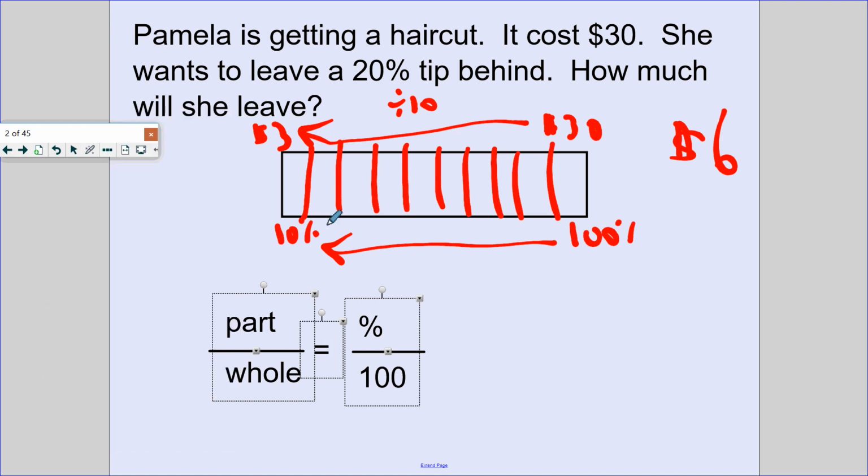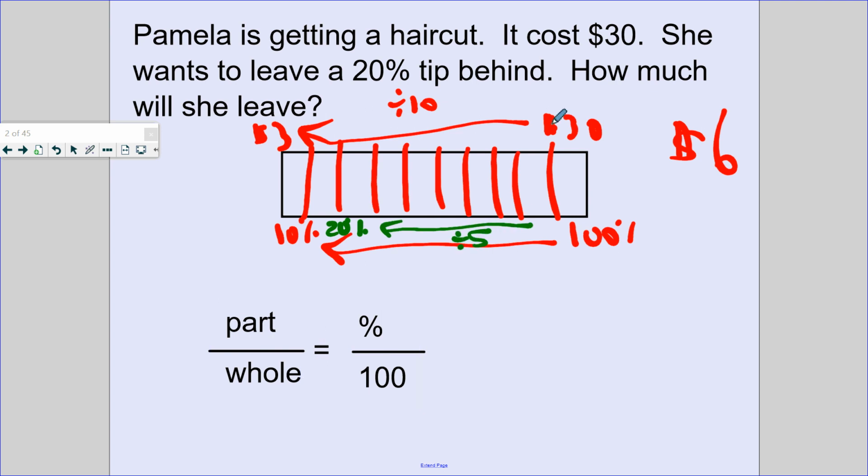What's the relationship between 100% to 20%? It's divide by 5. So 30 divided by 5 is $6. So every 20% is $6. That's one way to do it. That's using a strip diagram.